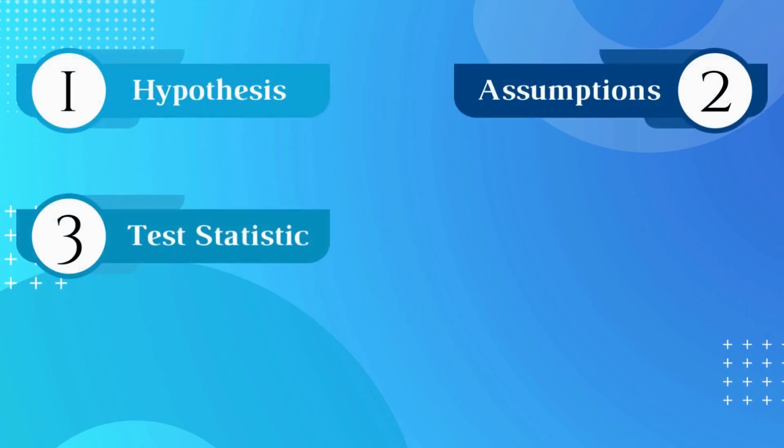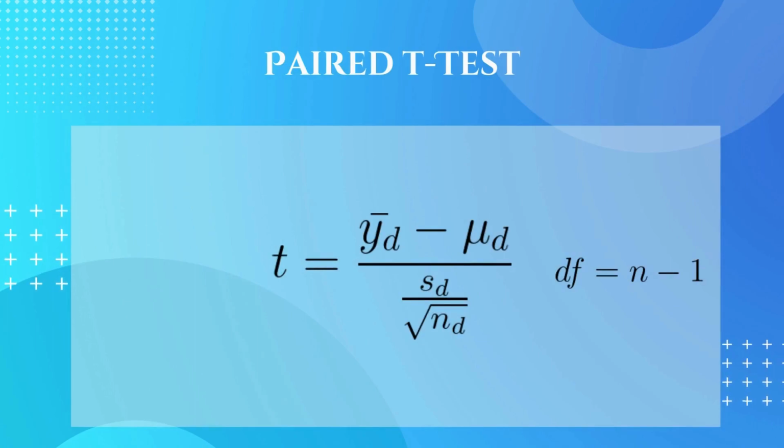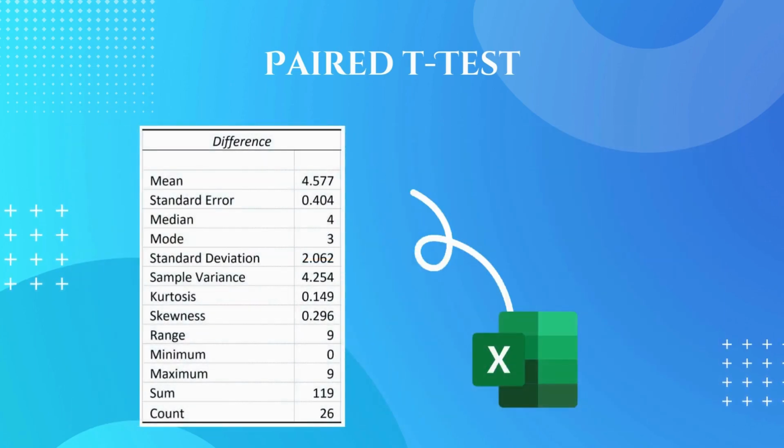Let's move on to calculating the test statistic. The test statistic is the mean of the sample's differences minus the predicted mean of the differences, divided by the quotient of the standard deviation of the sample's differences and the square root of the sample size. We also need to take into account the degrees of freedom, which also happens to be the sample size n minus 1. The required statistics can be found using Excel and the provided data.